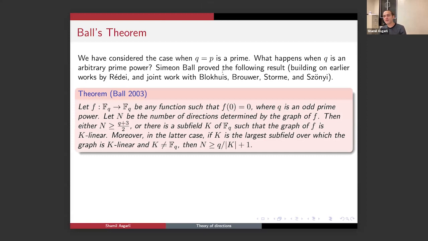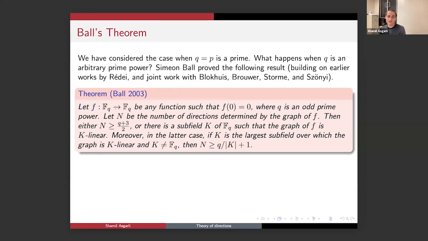So instead of talking about point sets containing q points, I phrased the theorem in terms of functions, the graph of a function. It's equivalent because having q points is basically, after rotation, equivalent to having a graph of a function defined over F_q. And the theorem is quite nice.